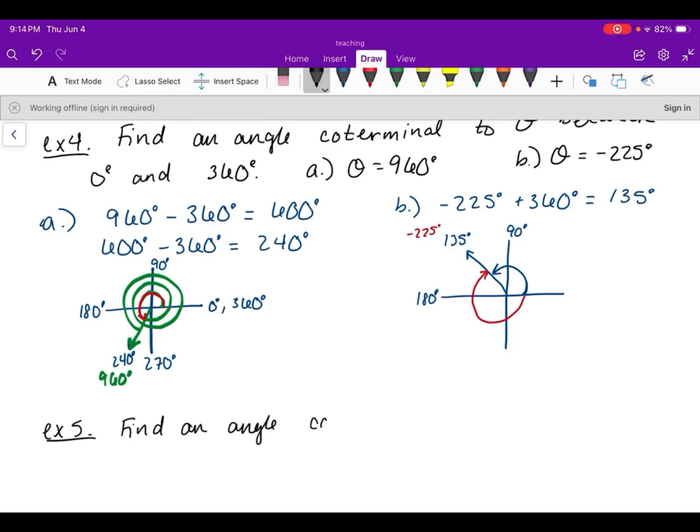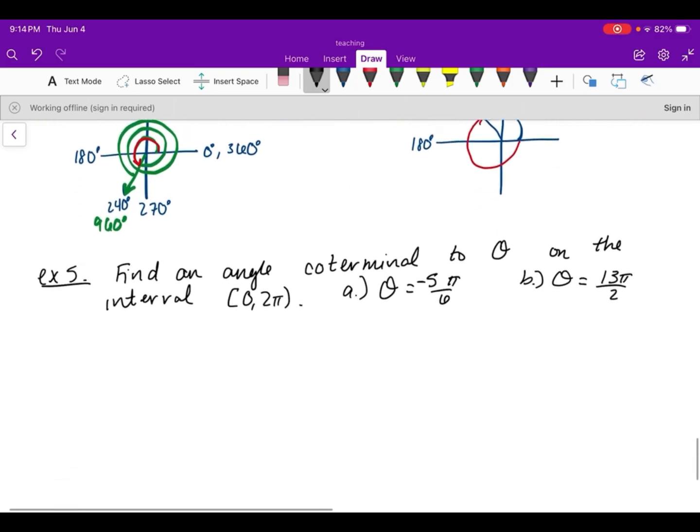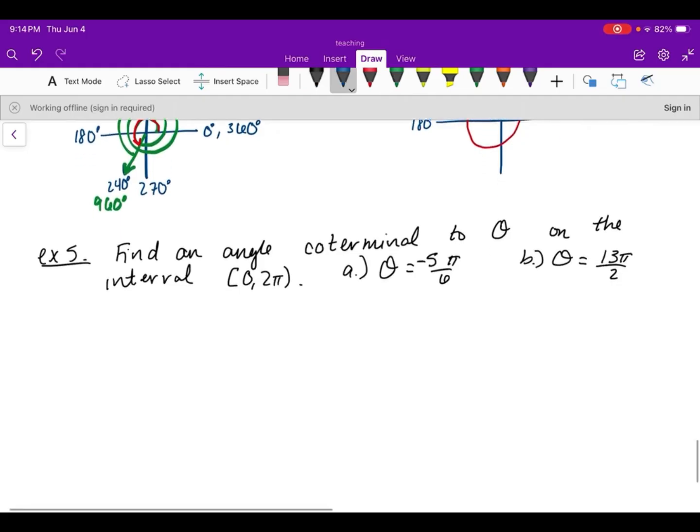Now I'm going to do an example using radians as well. So this one says, find an angle coterminal to theta on the interval 0 to 2 pi. So again, 0 to 2 pi is going to be one rotation of our circle. I'm pretty much saying 0 and 360, but in radians, it's 0 and 2 pi. Part A, we're going to do theta is equal to negative 5 pi over 6. Part B, theta is 13 pi over 2.